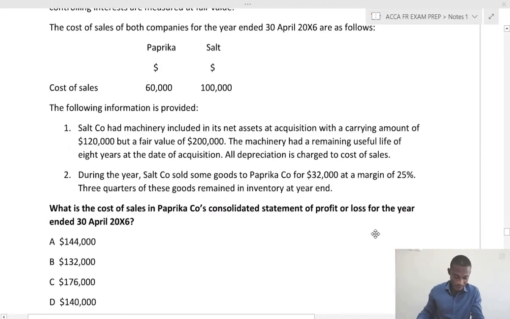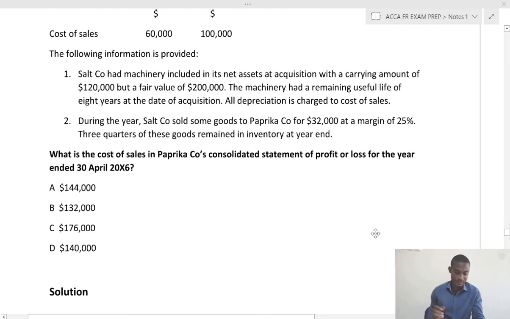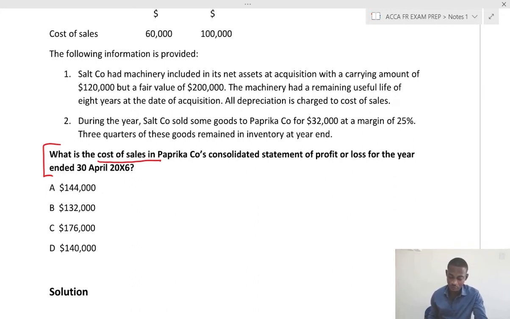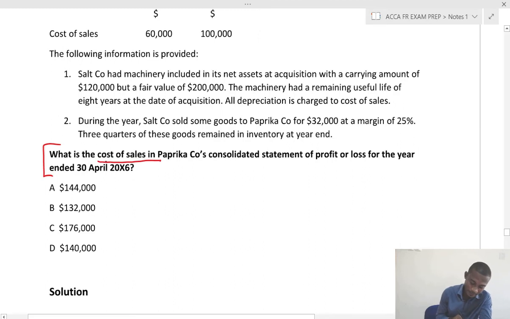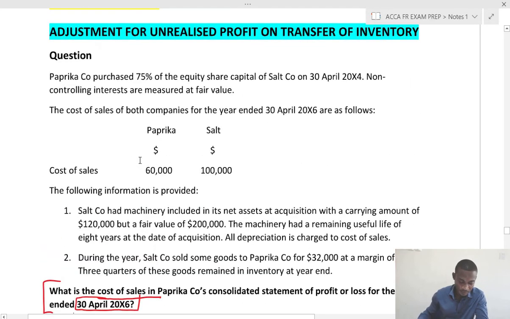Now, starting with the requirement, and this is a multiple choice question. The requirement is, what is the cost of sales in Paprika Co's consolidated statement of profit or loss for the year ended 30th April 20X6? So let's see.